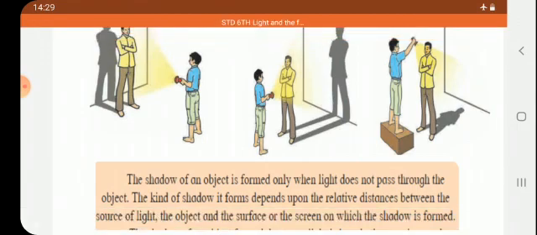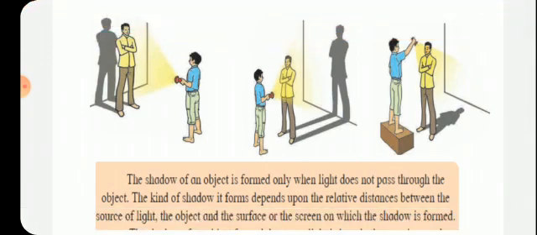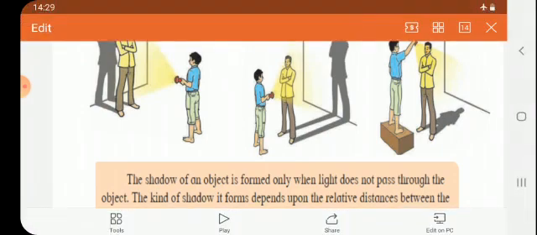In the third case, you observe that the boy is standing on a height. He is standing on the table, at a height, and he is focusing the torch from the top. At that time, again a smaller shadow is formed. Okay, a very small shadow is formed. So it depends upon the source of light, the direction of the source of light which is falling on the object.